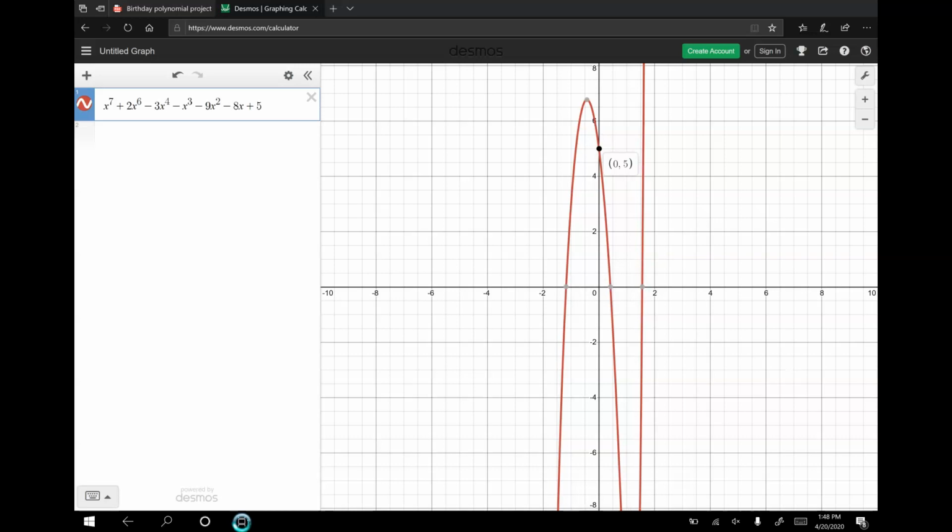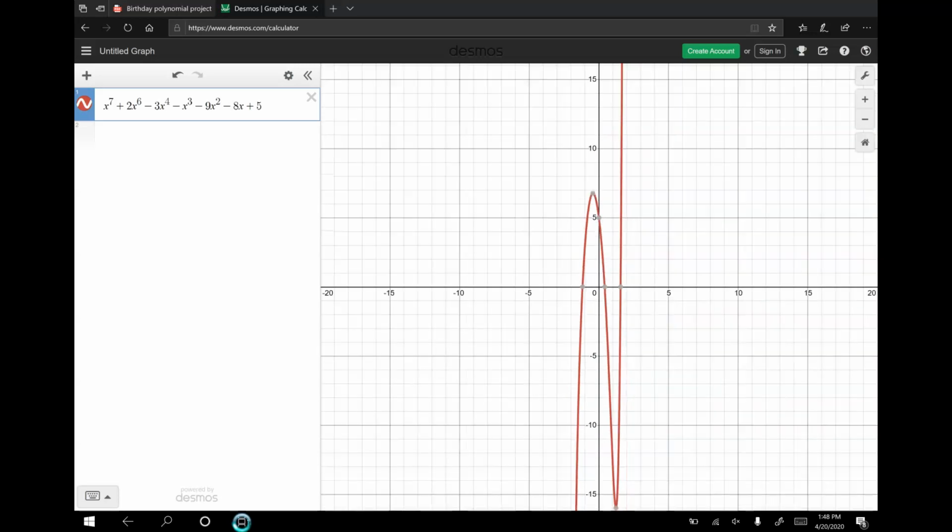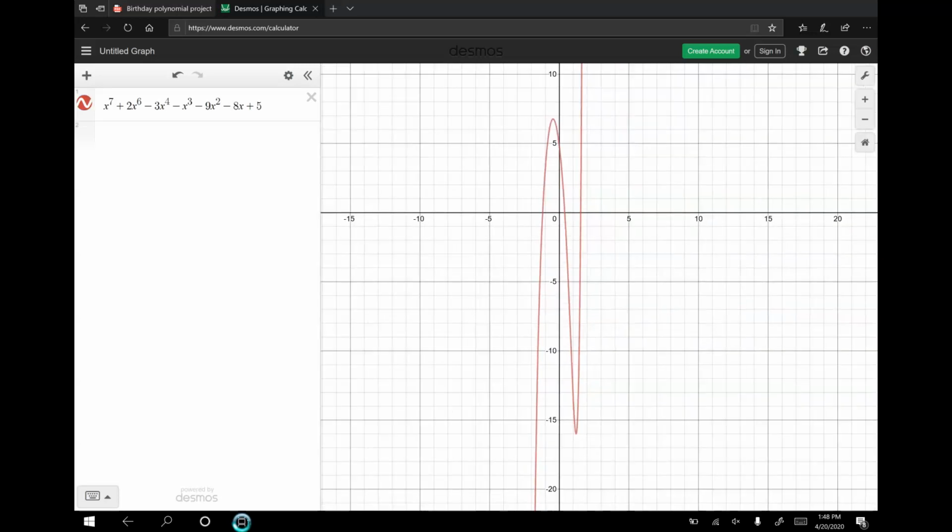My maxes and my mins. I'm going to have to zoom out. Okay, but I only have one max and one min. I'd write that down. Okay.